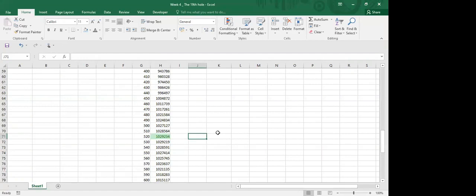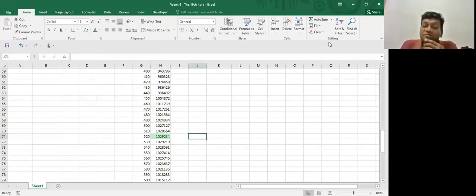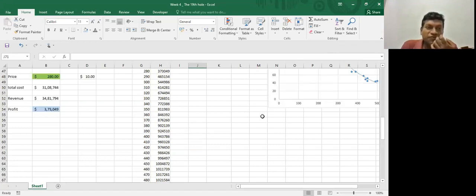520. So maybe you can also use the rank function. Yeah, absolutely, you can use the rank function also. Totally, right?